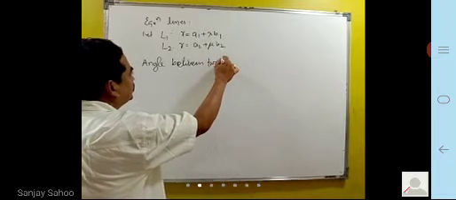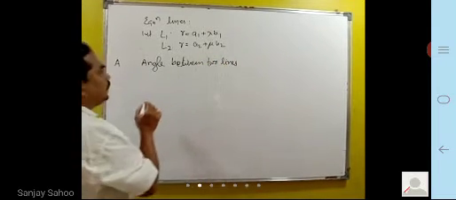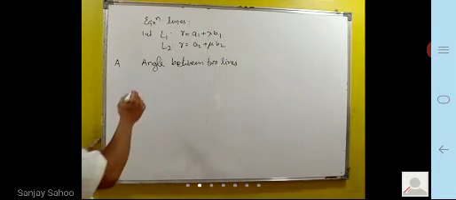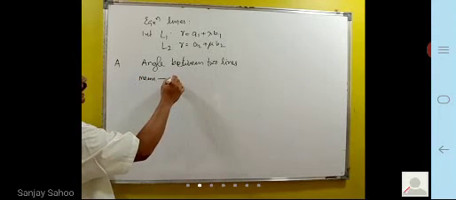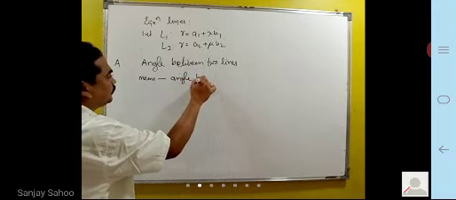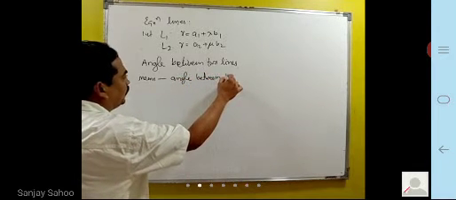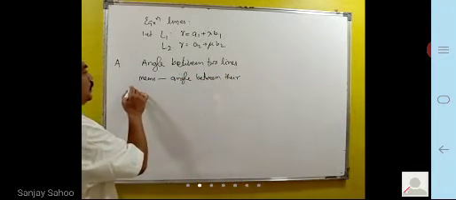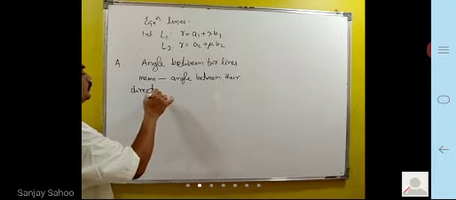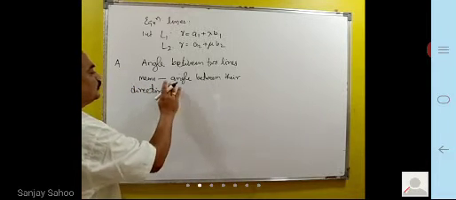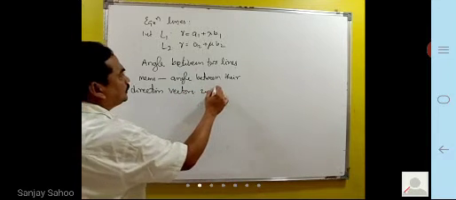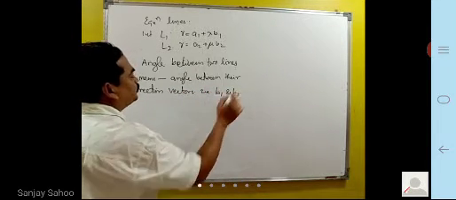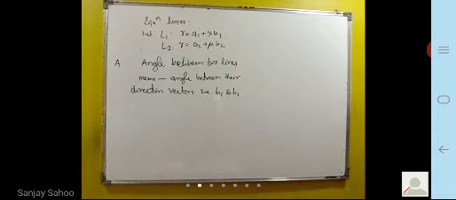Angle between two lines means angle between their direction vectors, that is V1 and V2. Angle between two lines means angle between the direction vectors, that is V1 and V2.